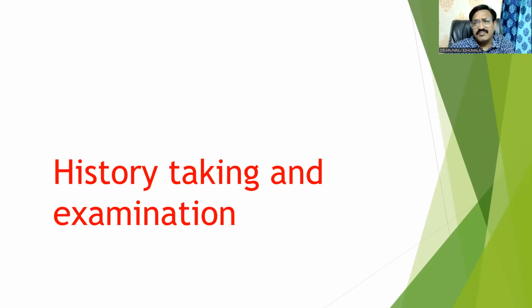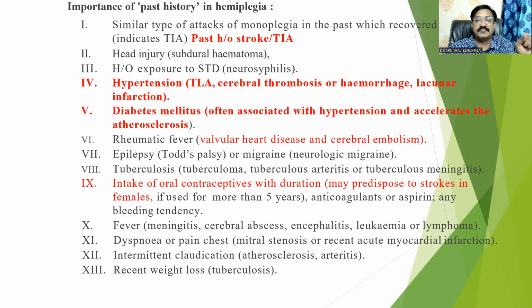So we have discussed how to find thrombus, embolus, hemorrhage, how to tell MCA, ACA, PCA, and how to tell the level of lesion, everything we have discussed. Now, certain points on what we have to do in history taking and examination. Only based on the history can we diagnose thrombus, embolism, and hemorrhage. We have already told. So these are the points in the past history you have to tell.